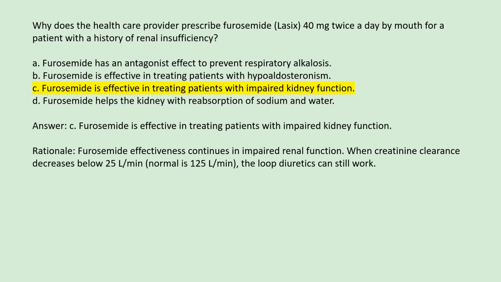Answer. C. Furosemide is effective in treating patients with impaired kidney function. Rationale. Furosemide effectiveness continues in impaired renal function. When creatinine clearance decreases below 25 mL per minute, normal is 125 mL per minute, the loop diuretics can still work.